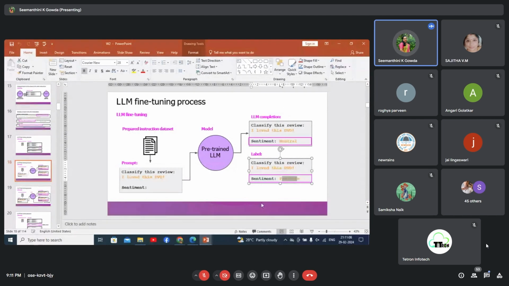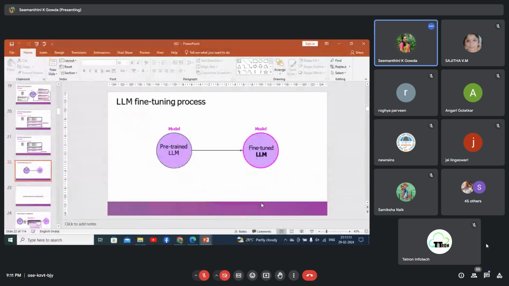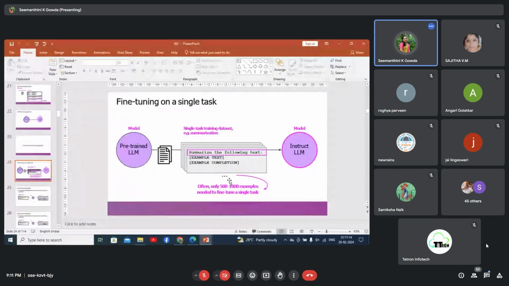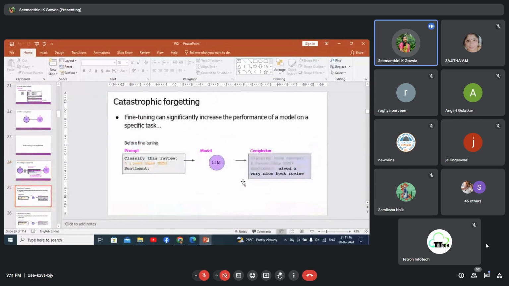Again, it will be sent back. Again, it will be processed, and the accuracy will be checked. Initially, it will be done in a single task. What is this catastrophic forgetting?